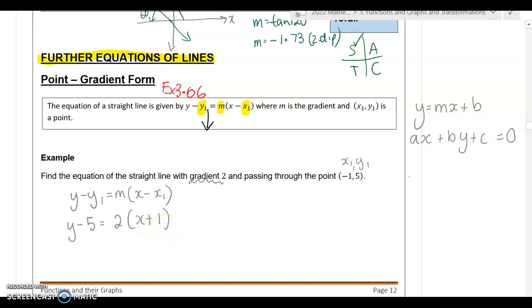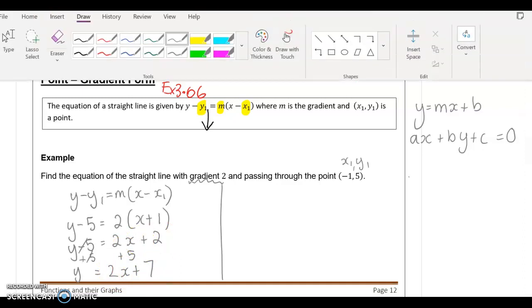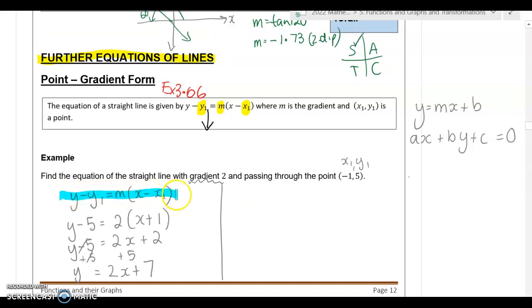So what we can do now is expand and add 5 to both sides. Let's just start with expanding. We get 2x plus 2 on the right hand side. We'll add 5 to both sides, and we'll end up with y is equal to 2x plus 7 when we group our 5 and our 2 together. Now that was using our point gradient form for this formula here.